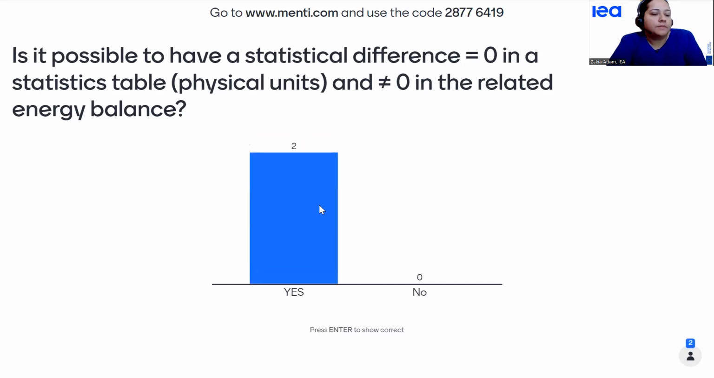For example, you have your energy balance for coal in tons, and there you don't have a statistical difference. And then when you convert into an energy balance in, for example, KTOE, is it possible that suddenly you end up with a statistical difference in energy units when in physical units this did not exist? Think about it.